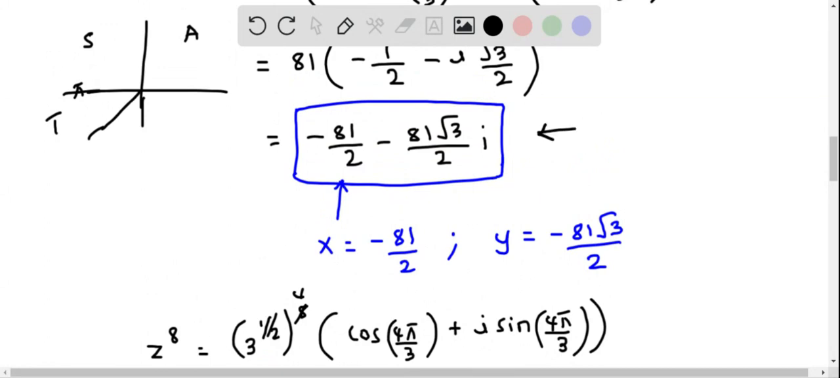And this is the rectangular form which we have already determined.